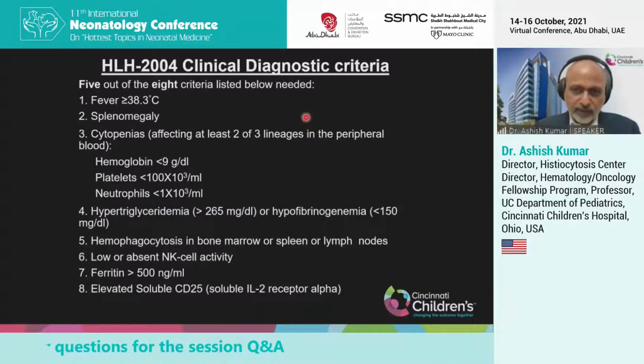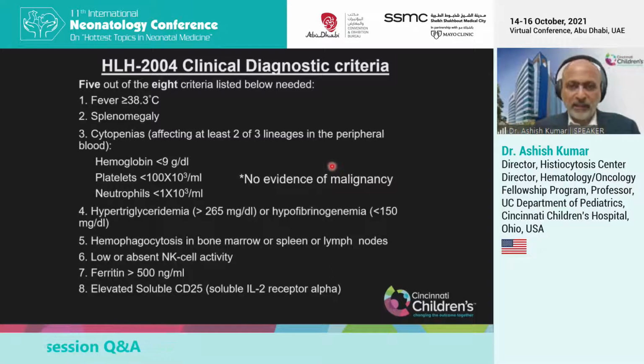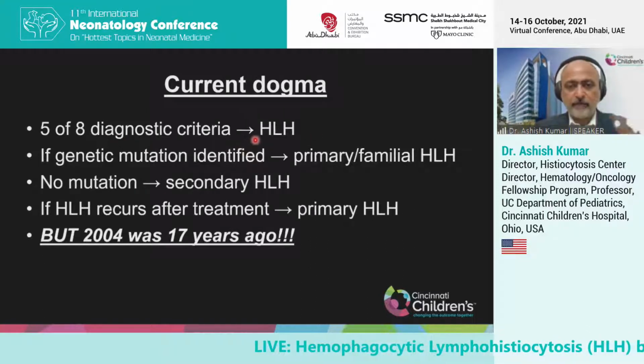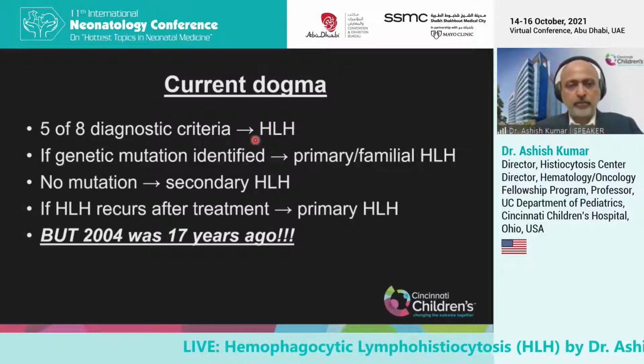If 5 out of these 8 features were present, in the absence of a malignancy, the patient was said to have HLH. So this is the dogma that is still practiced: if the patient meets 5 out of 8 diagnostic criteria, they meet the definition of HLH.